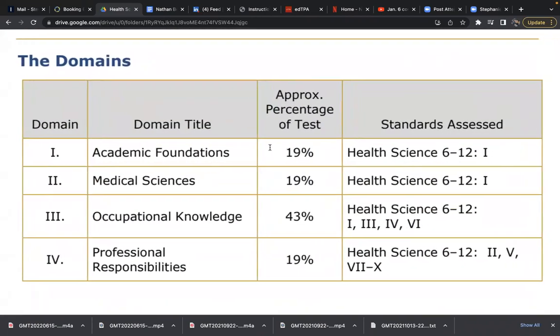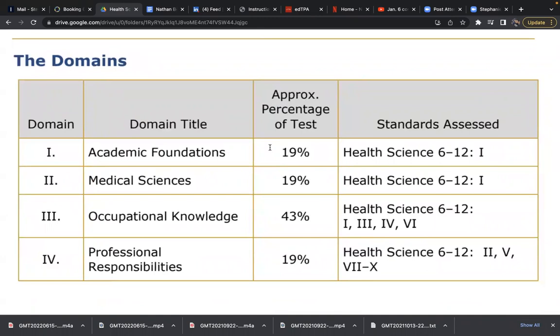Okay. So here are your other domains. You have domain 1, which covers health science standards, the document that we looked at, and that's worth 19%. Then you have medical sciences worth another 19%. And again, you see standard 1. So 19 and 19 is going to be, what is it, like 38%. 38% comes from just standard 1.